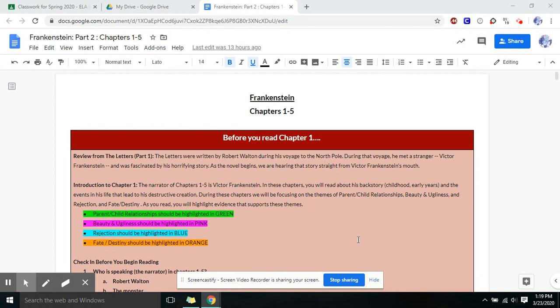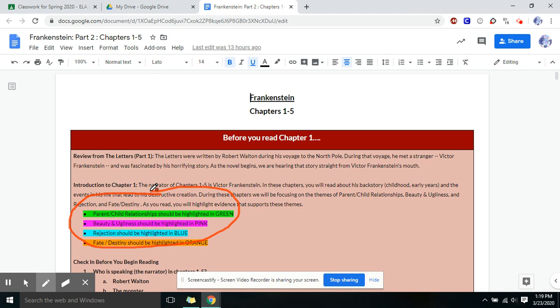So we have looked at chapters 1 through 3. We've been looking at these 4 themes: parent-child relationships, beauty and ugliness, rejection, and fate and destiny. And we've been looking at these throughout chapters 1 through 3.